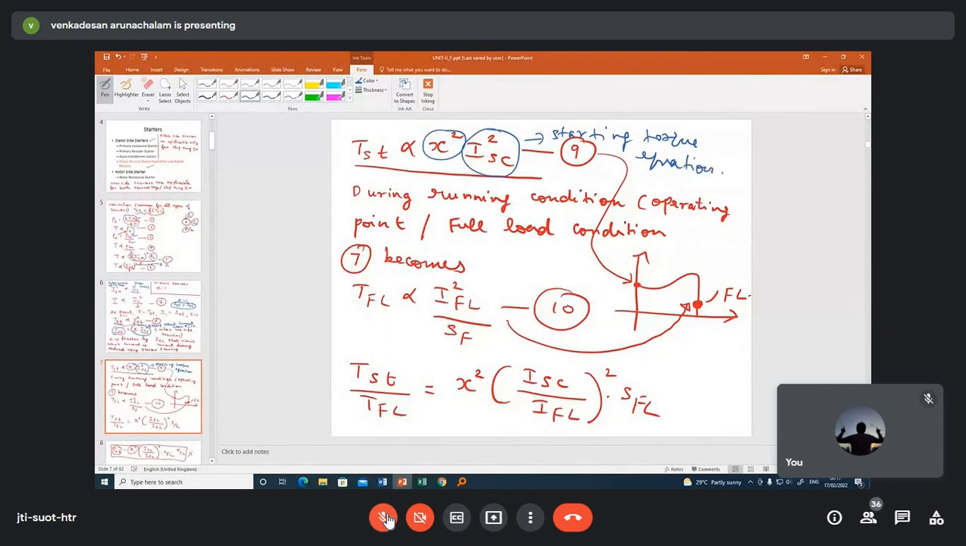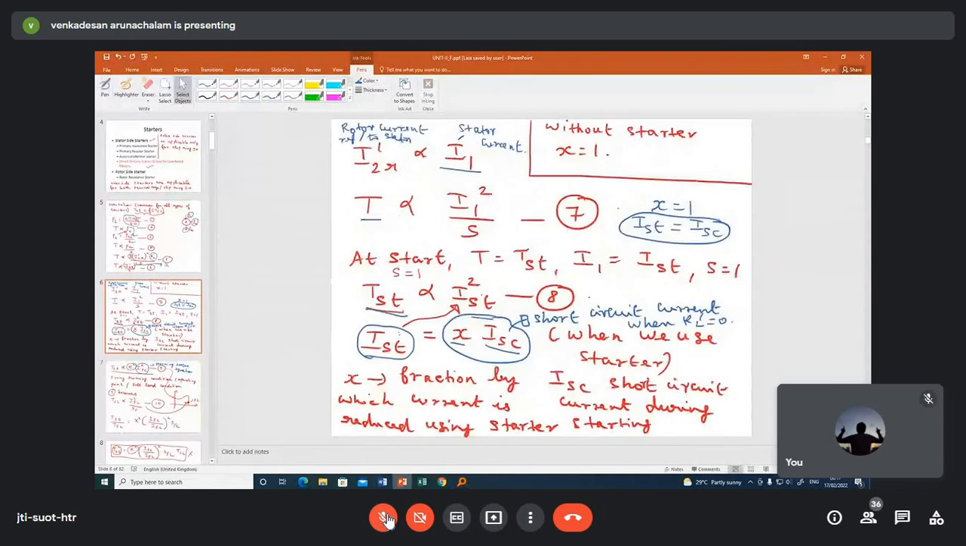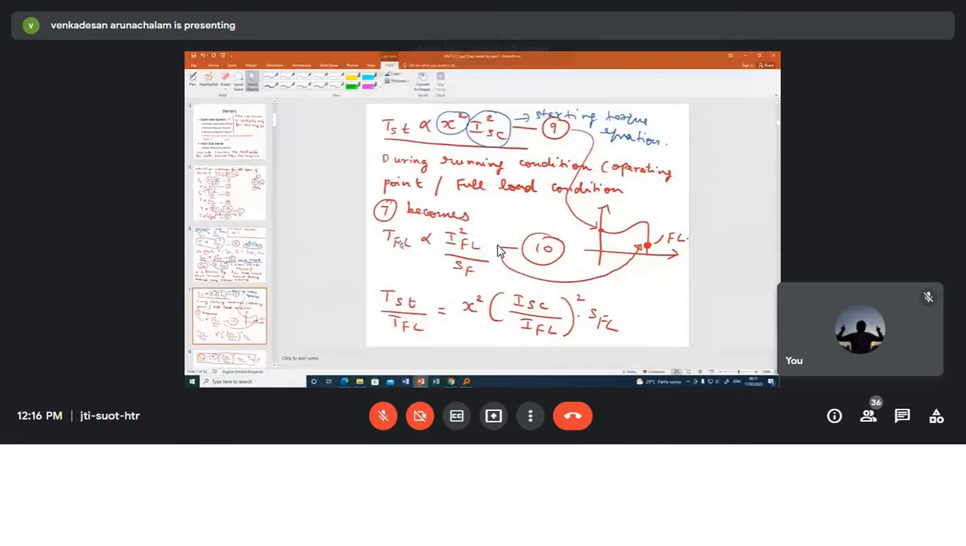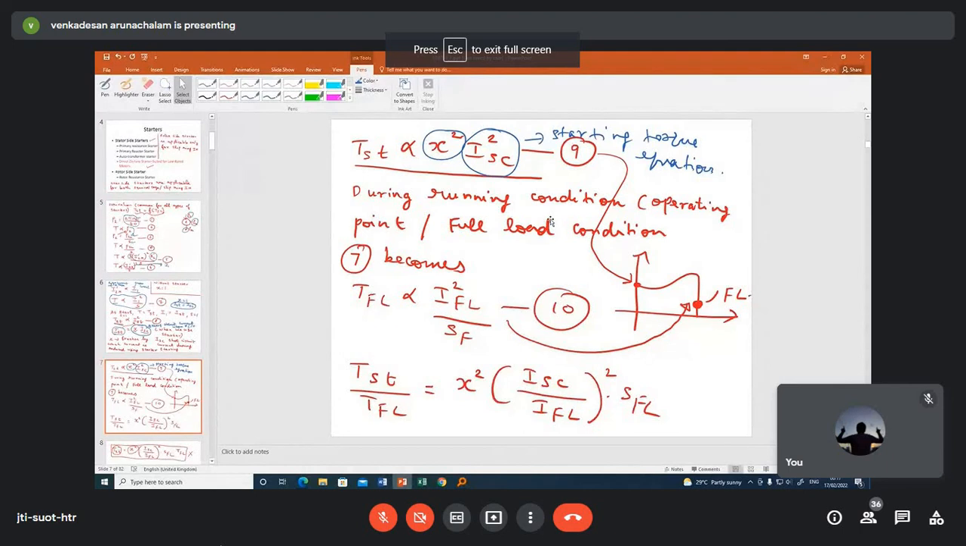Now you go to equation 7. This is my equation: the torque is proportional to I1 squared by N. Now this equation can be written for the full load condition, that is, the running condition or operating point condition or rated condition. That is what I have indicated here.